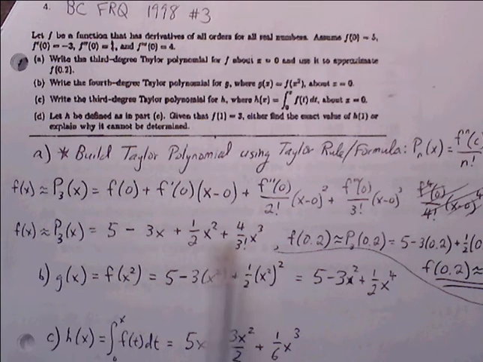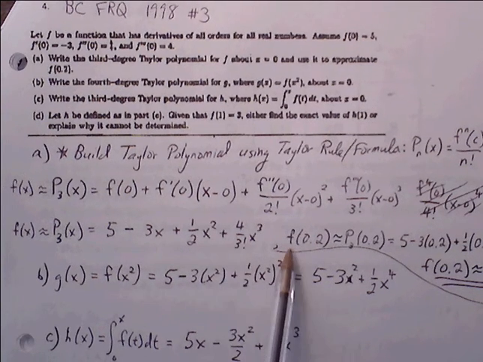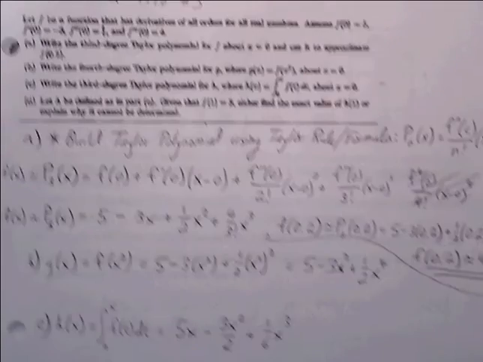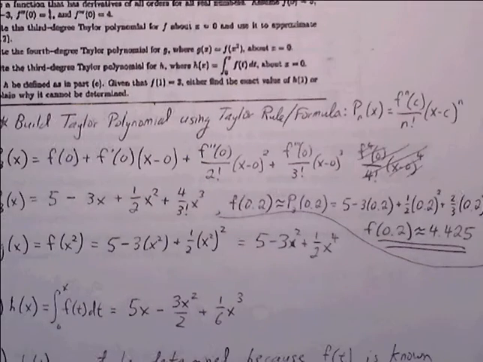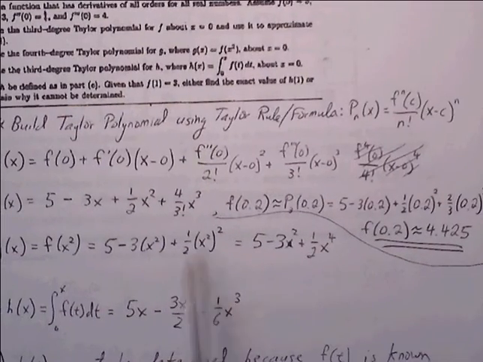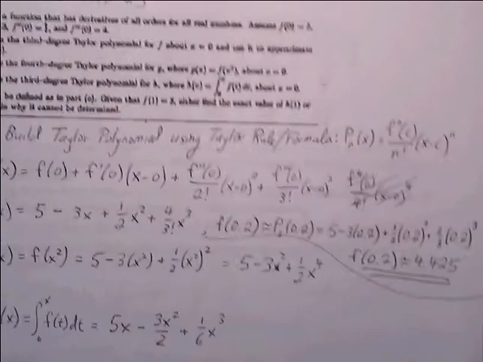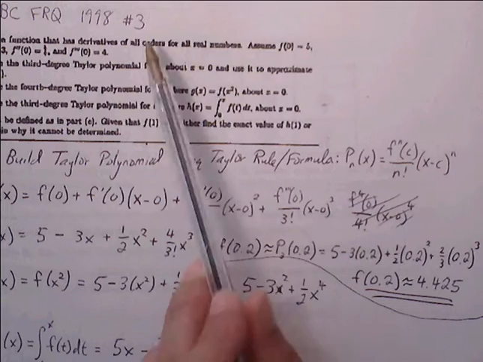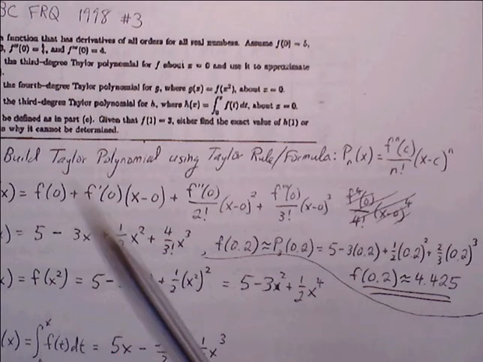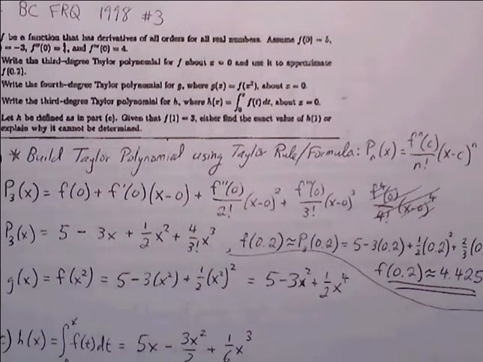And once we have the third degree Taylor polynomial, we can replace each of the x's with 0.2 in order to find the approximation. So when we do that, we get 4.425, and this is part of the calculator portion, so we can just plug that in the calculator.